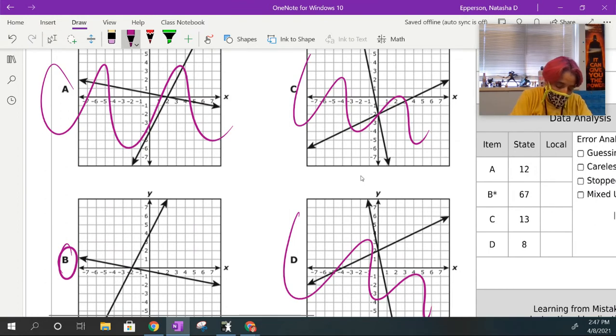Let's check. This has a point there and another point there. That's a rise of 1, 2, 3, 4, and a run of 2. 4 over 2. 4 divided by 2 gives me a slope of 2.